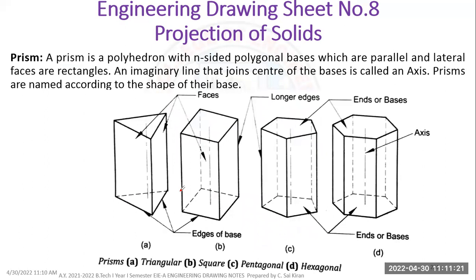Say the bottom is an equilateral triangle. The top is also the same equilateral triangle. You will have the axis, and the side which you can't see you have to represent with hidden lines. Hidden lines are represented as dashed lines. What are the sides you can't see in the front view? You have to represent them with hidden lines. The center of the bottom face and the center of the top face are joined by the axis.